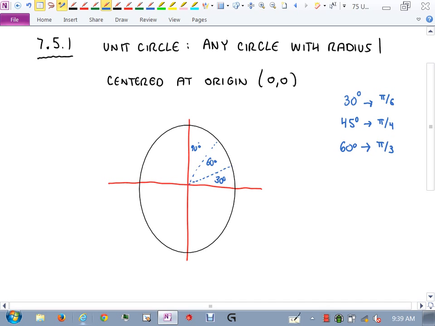Now keep in mind, we are also going to come in here, and next to the 30, I'm going to put pi over 6. And then on this one, I'm going to put pi over 3, right? So give yourself enough room to get the angles in there. And then what's 90 degrees? Pi over 2.